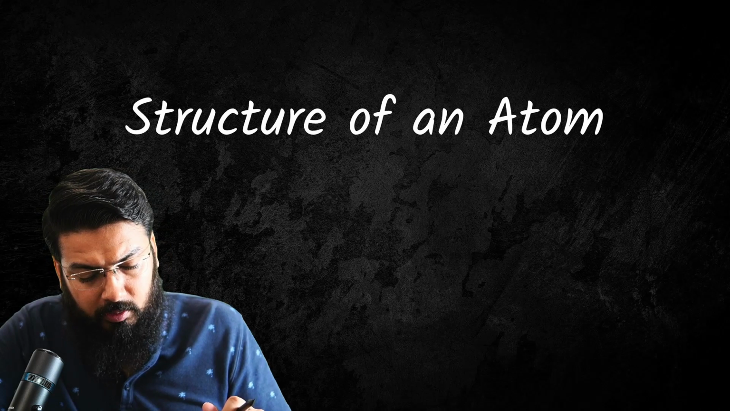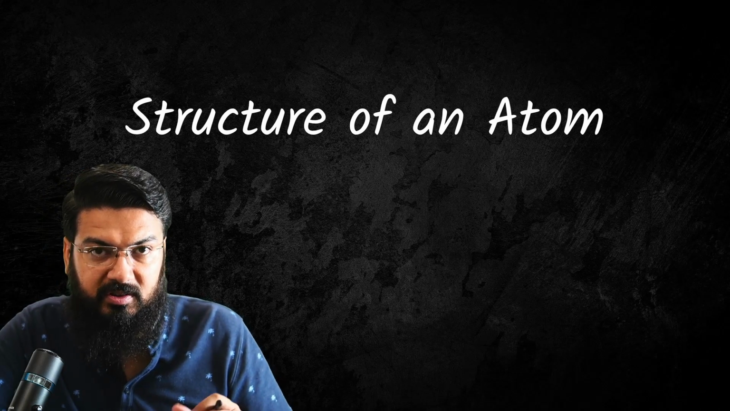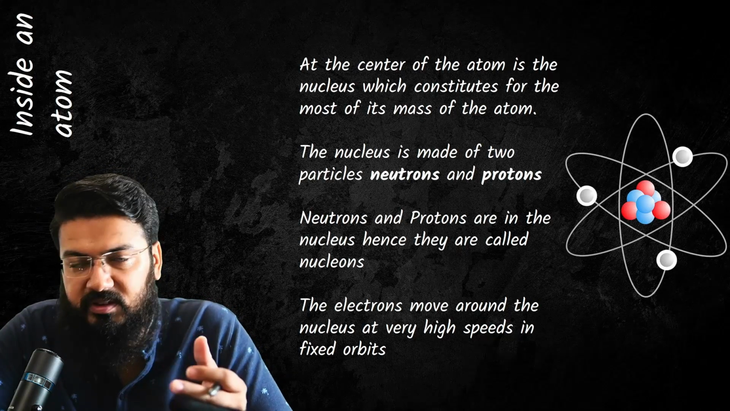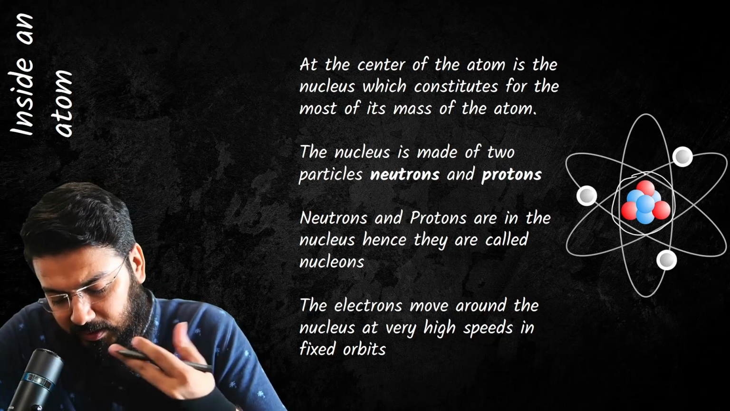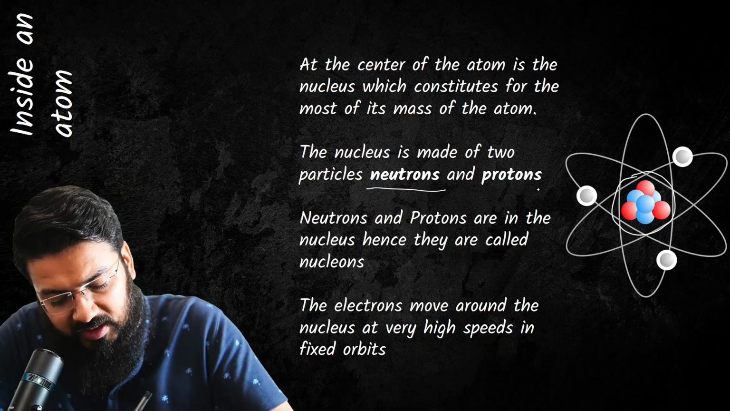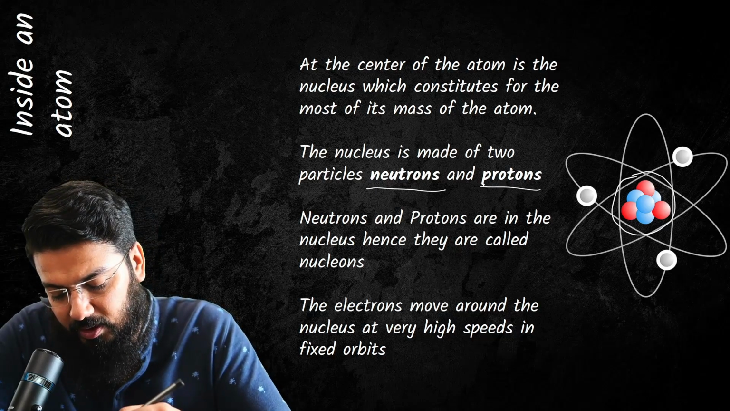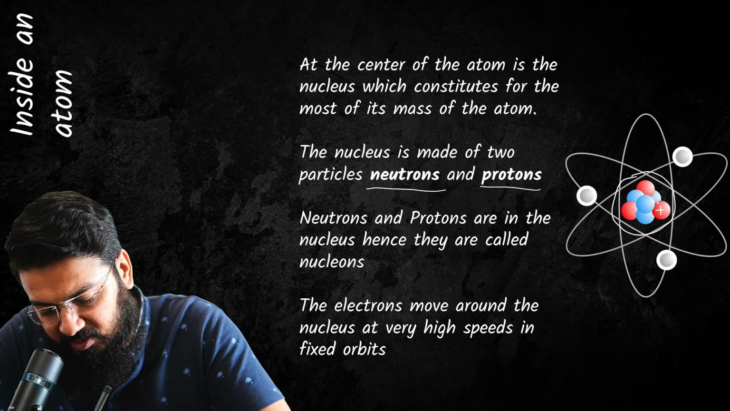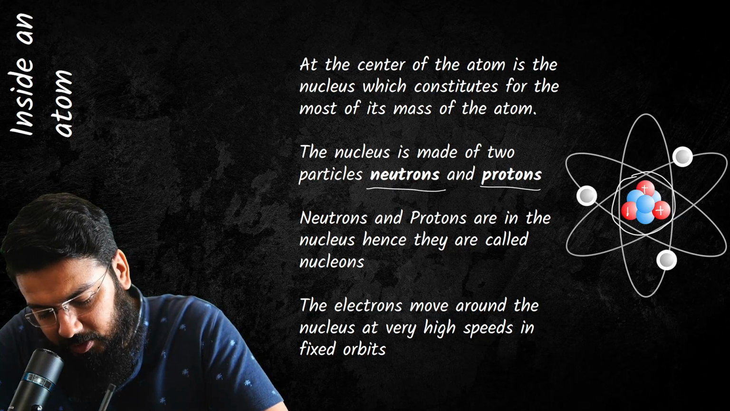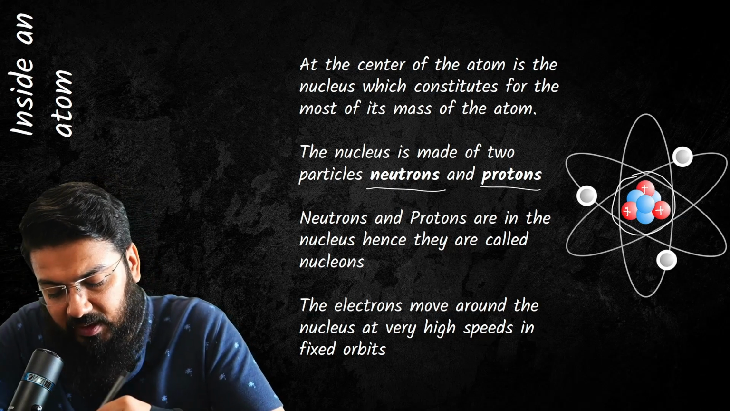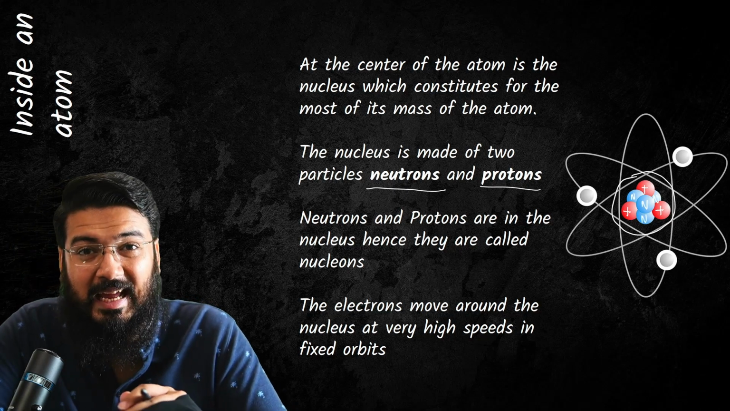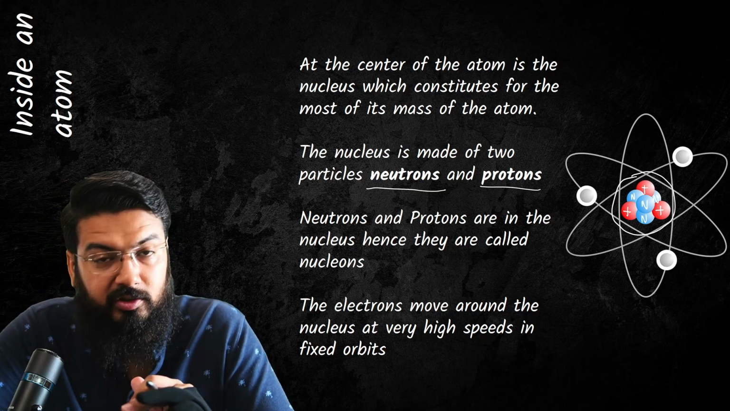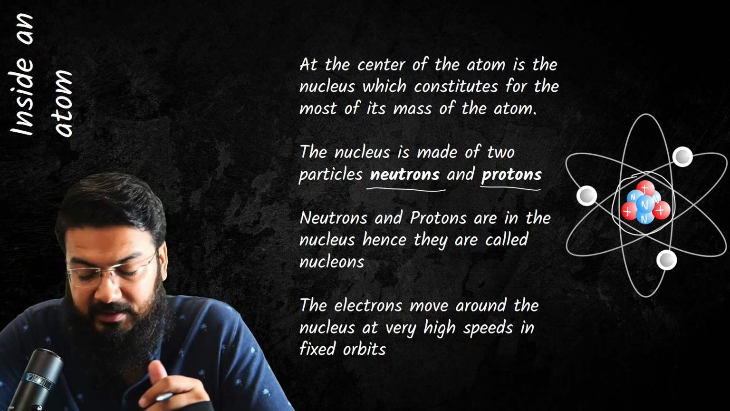Let's start with the very first topic, which is the structure of an atom. So what's inside an atom? Inside an atom you have a nucleus. A nucleus is made up of neutrons and protons. You have the protons, these red ones, which are positively charged, and then you have the blue ones, which are the neutrons. I'm labeling the neutrons with an N, not with any charge. Why? Because neutrons are neutral, they do not carry any charge.